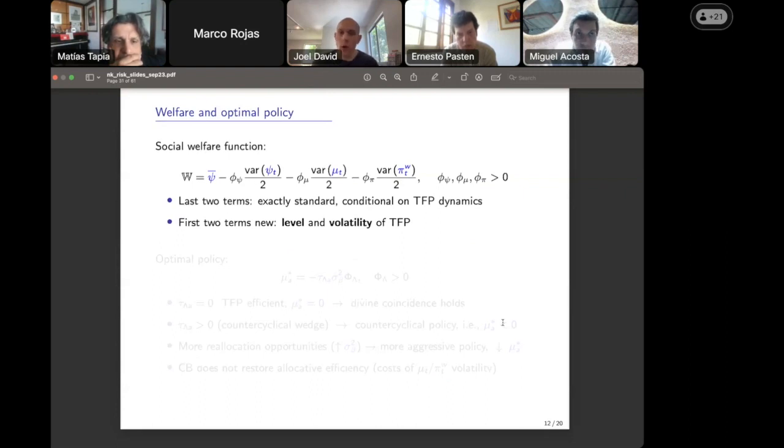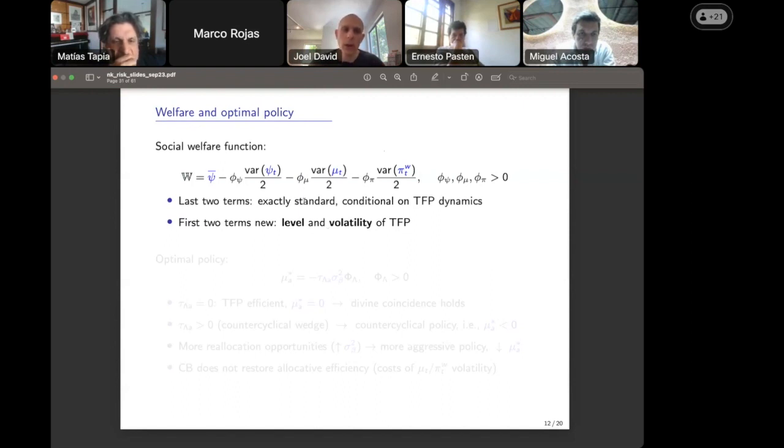So turning to the normative implications, we take a second order approximation to the household utility function. The social welfare function we get depends on 4 terms. And just to be confusing, I'll start at the end and work backwards. The last 2 terms here, which are the volatility of inflation and the volatility of the output gap, are exactly standard, exactly the same as in Jordi Gali's textbook for the New Keynesian model, even up to these weights, phi pi and phi mu.